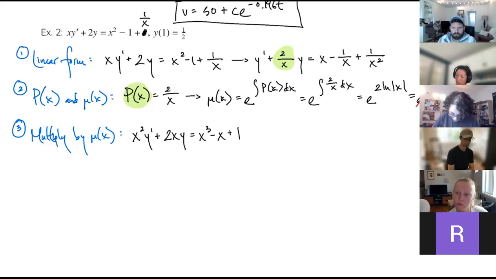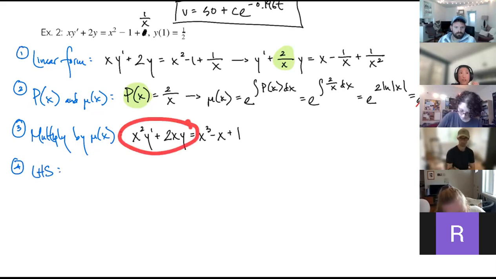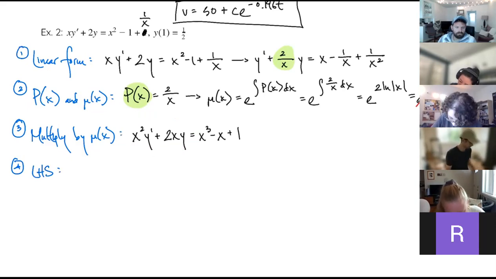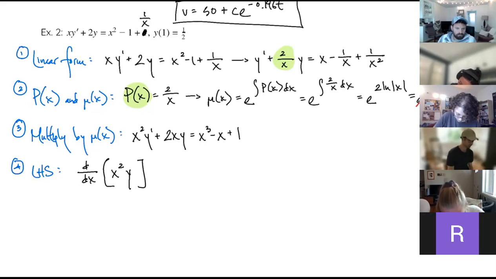Okay. So we've multiplied everything by mu. Now, what should happen is we should be able to rewrite that left-hand side. This left-hand side should be the derivative of some product. And it turns out that we've got u is x squared and our v is y. Once you've got that, you are in the home stretch.